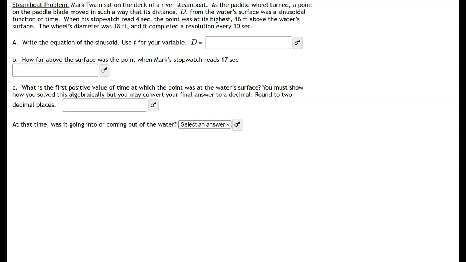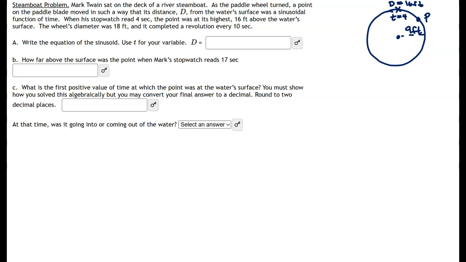Okay, so we have a water wheel on a riverboat, paddle wheel, I guess it's called, and we're imagining that there's some point P going around the outside. So this is like visualizing our point moving around the unit circle, but it's not a unit circle, it's a little bigger. We know that it has a diameter of 18 feet, which means radius is 9 feet. So I'm just going to mark that off. And we also know that at t equals 4 seconds, we're right at the top. So when t equals 4, we're at d is 16 feet.